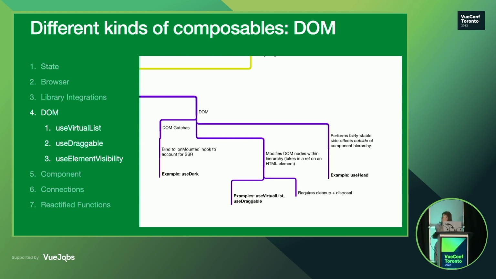It also deals with use event listener. So these useVirtualLists, useDraggables, they internally use something called use event listener, which cleans up after itself when the DOM node is removed from the document. All stuff you don't have to think about that we used to have to care about in vanilla JS. Finally, DOM types of composables can perform fairly stable side effects outside of the component hierarchy entirely. There are things like useHead, which manage your head and allow you to write style blocks, add scripts to head, all the fun things, especially meta attributes if you're changing your site's title and you would like better SEO.